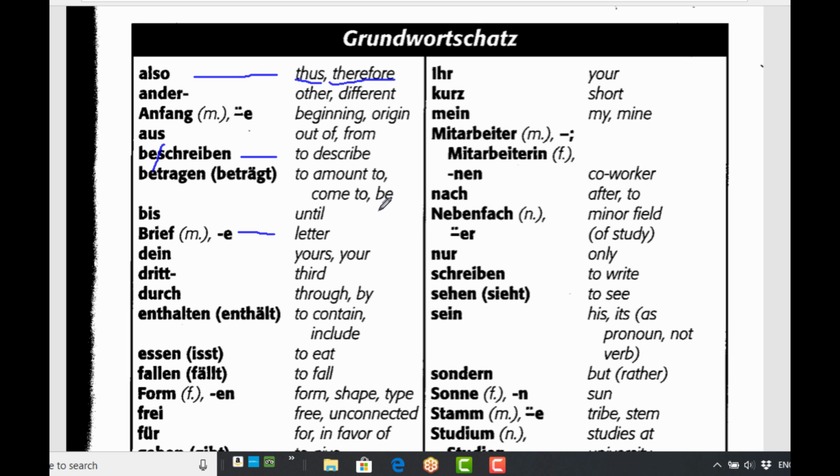Yeah, there's a commonality there. And for me, trying to remember it, I think of a legal brief as a short written document. Brief, a letter. Great. Let's see what else.